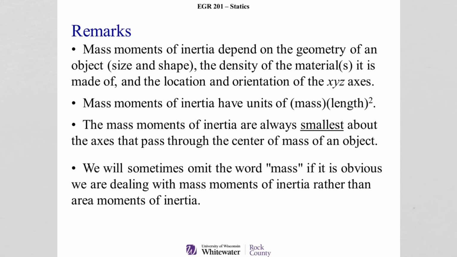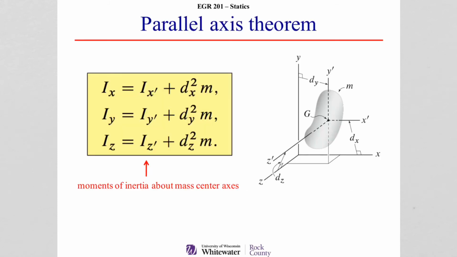We sometimes will omit the word mass because it's obvious that we're dealing with mass moments of inertia rather than area moments of inertia. So we kind of go back and forth between these. And as engineers, we'll know if we're talking about mass or if we're talking about area.